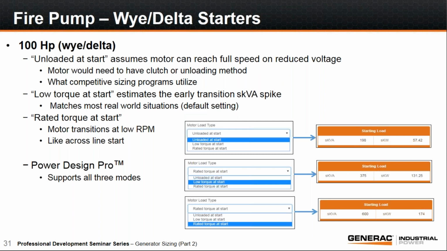It's going to spike up. When it spikes up, we need to model what that SKVA hit is, because that's actually going to create the worst voltage dip for the application. And if the voltage dip's more than 15%, the fire pump controller kicks off and everybody's unhappy. So this is something that Power Design Pro does that we haven't seen elsewhere in the market. It actually tries to protect you from that misapplication. A lot of the competitors' sizing programs will just plug that in as if it was an unloaded motor at start.